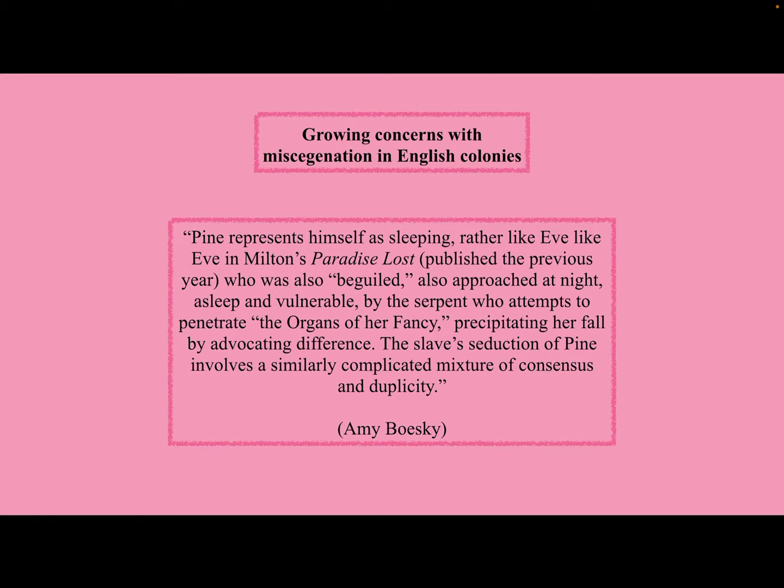The slave seduction of Pine involves a similarly complicated mixture of consensus and duplicity. This is Pine's original sin, it would seem. He has 12 children with Philippa, and they go on to form the Phil tribe, which go on to cause trouble for this porno utopia.